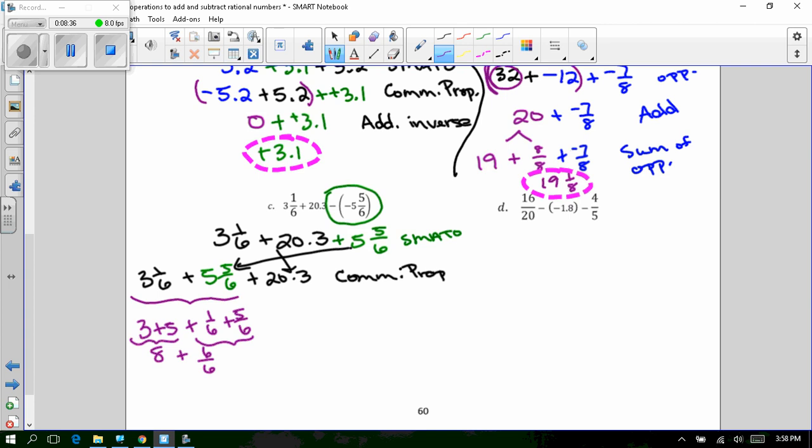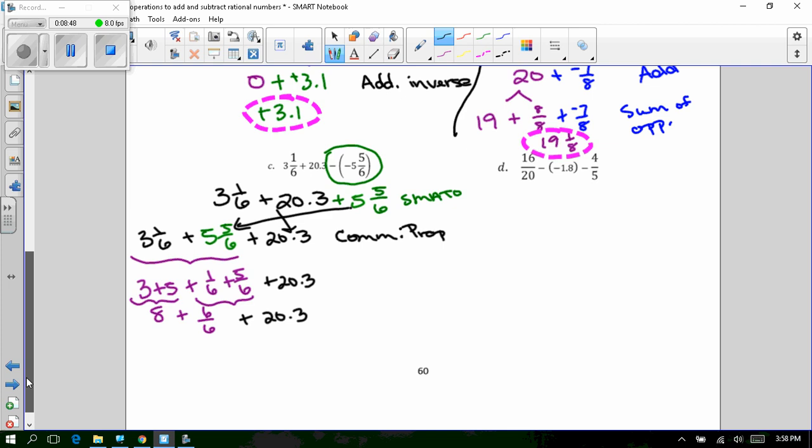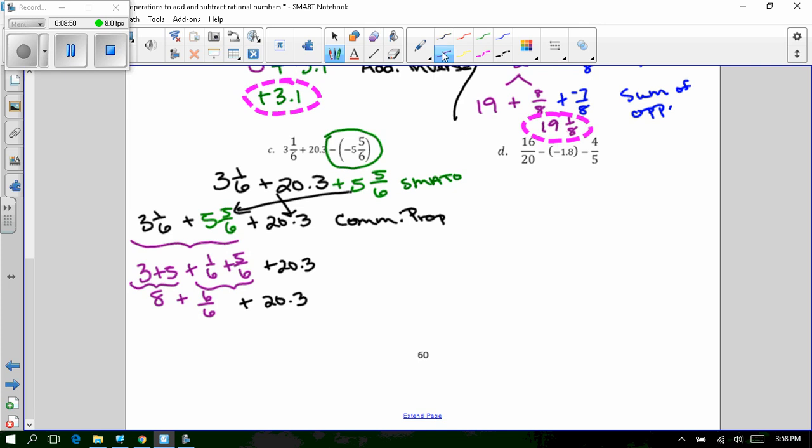All right, and then we still have the 20.3. Nothing's changed there. Well, what's 6/6? 6/6 is 1. 8 plus 1, and then plus 20.3. Look at that. You freaked out about those fractions. I know you did. And they're all gone. You don't have to worry about them. 8 plus 1 is 9 plus 20. This is just 29.3. Piece of cake.